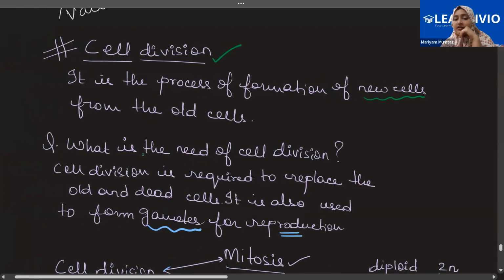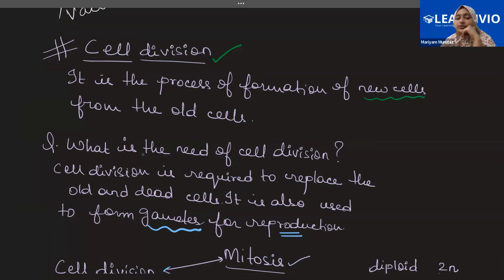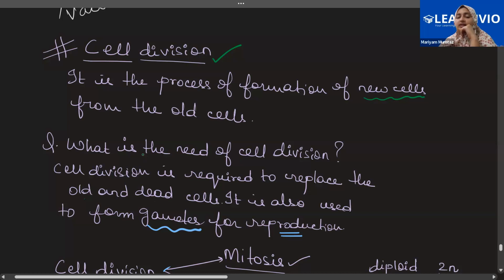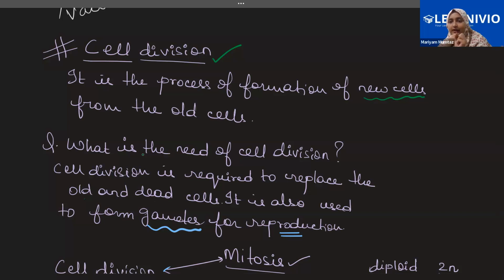Now what is the need of cell division? Cell division is required to replace the old and dead cells. It is also used to form gametes that are used for reproduction. Every cell has a lifespan. It lives for that period of time and then that cell dies. Then to replace that cell, there comes the new cell, and it comes from the process of cell division. Do people understand what cell division means? Yes, ma'am.